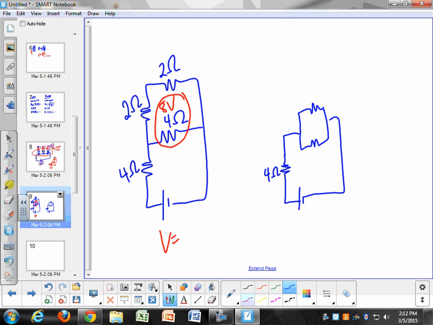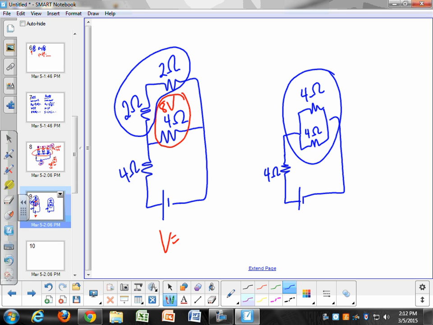This top resistor is what? It's 4 ohms, right? That's because I combined these two 2 ohm resistors. 2 plus 2 is 4, and then this bottom one is 4 ohms. All right, I can combine these two. 1 over a quarter plus a quarter, that's equal to 2. Two ohms, 4 ohms.